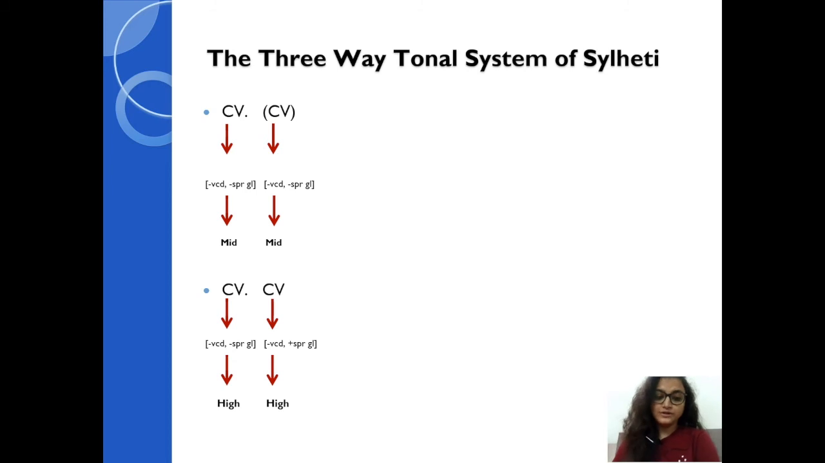For high tone, the onset of the first syllable has to be a voiceless unaspirated obstruent historically, and the onset of the second syllable should have been historically a voiceless aspirated stop. So that would lead to a high tone. We can see that the only difference between the mid tone and high tone is the onset of the second syllable. The first syllable for both the tones was the same, that is, a voiceless unaspirated obstruent.